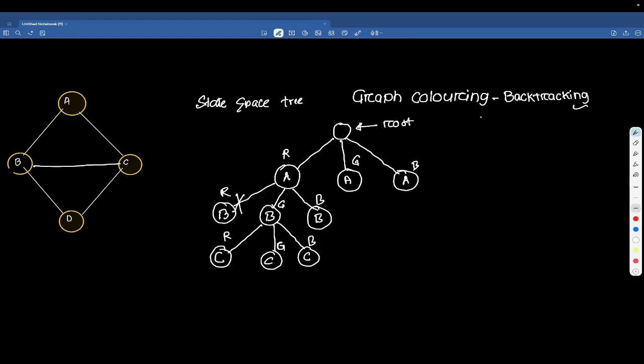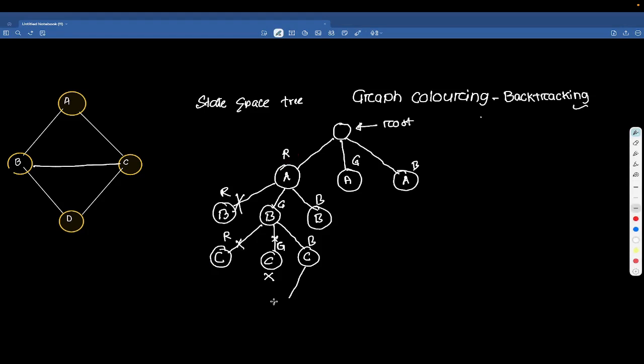Now if I see, A and B are adjacent nodes. A and B cannot have the same color, that we have considered here in the earlier case. But again, B and C are adjacent nodes. B and C cannot have the same color. That is why this color green for C is not possible. Similarly, C is also adjacent to A. So A and C cannot have the same color. Here A has the red color, and this node is also not a valid node because it cannot have the red color.